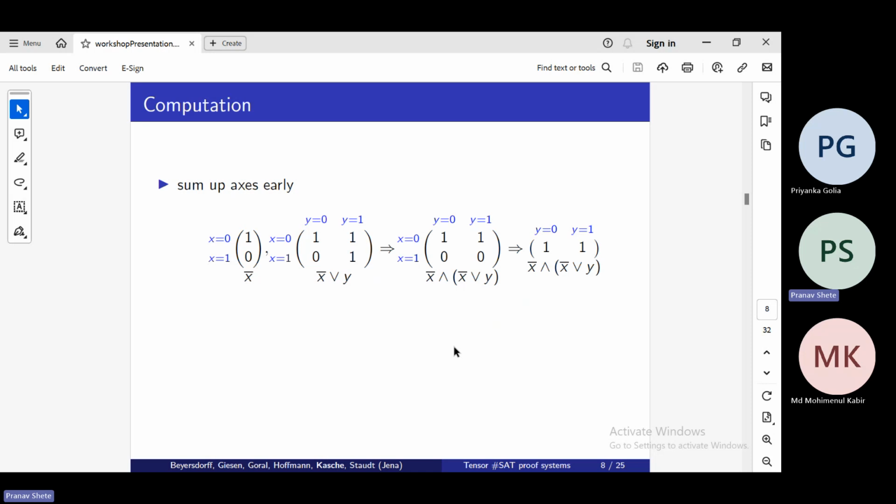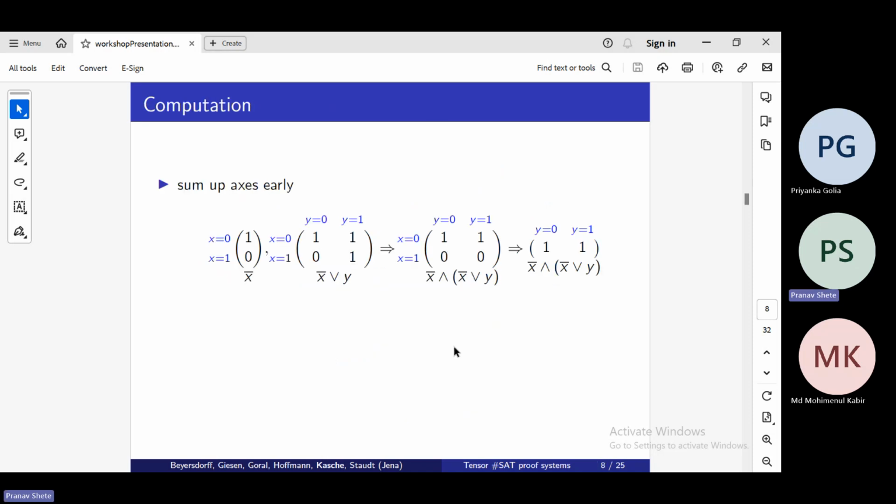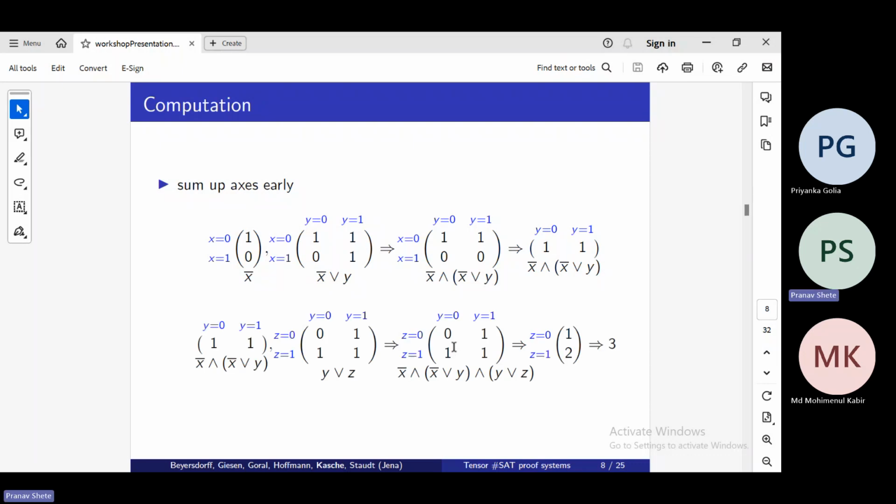So, for example, if we want to compute the full contraction of the tensor network, and we start with 2 of the tensors that have the axis X, and compute their combination, which is this tensor. And then what we can do is sum up the values with X equals 0 and X equals 1 to get this tensor, which no longer has an axis X. And this tensor can then be combined with the third tensor. And we again compute the combination.